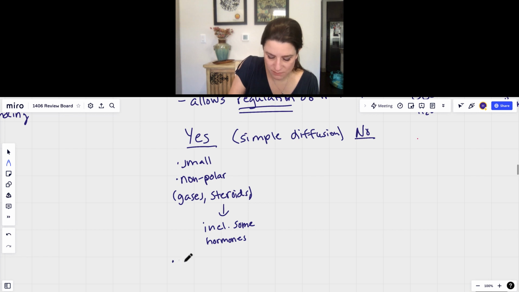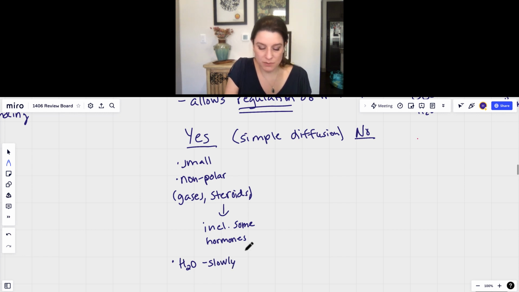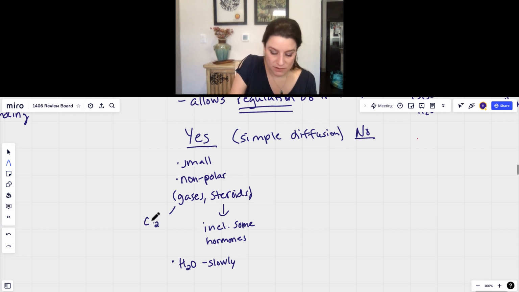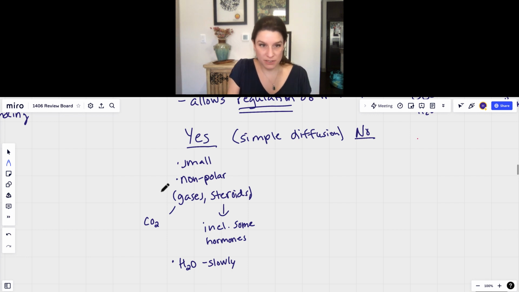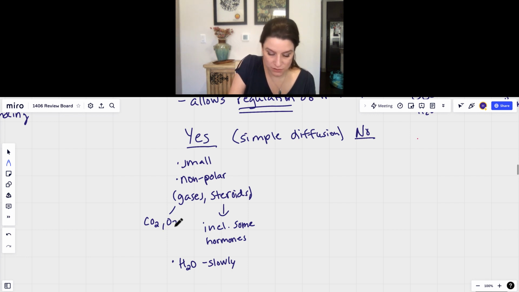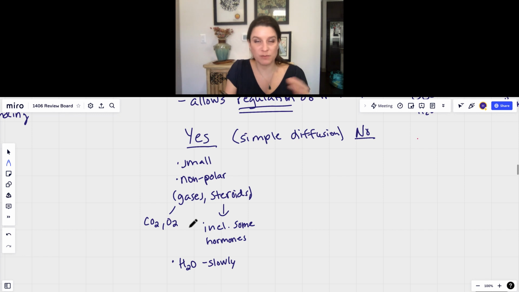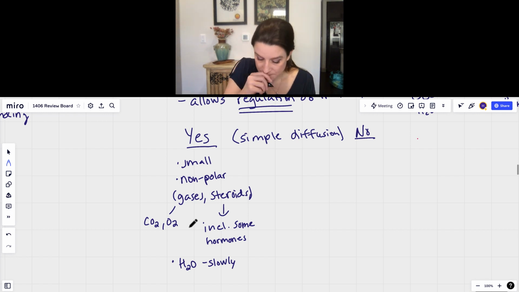Water can get across, but very slowly. Water's polar, but it's really tiny. So it's not great at getting across, but it can. But the most important, the most common ones are these gases. So what does this matter? CO2 in and out for our cellular respiration and photosynthesis. O2 just goes straight in and out for cellular respiration and photosynthesis. So they just go straight across the membranes, both the mitochondria, chloroplast, and plasma membranes.